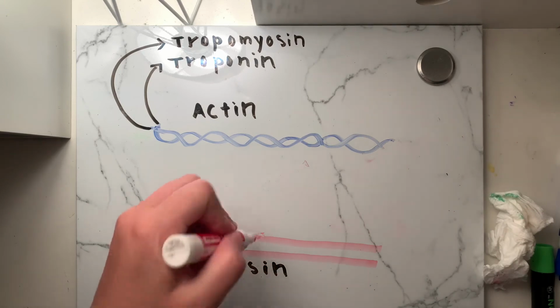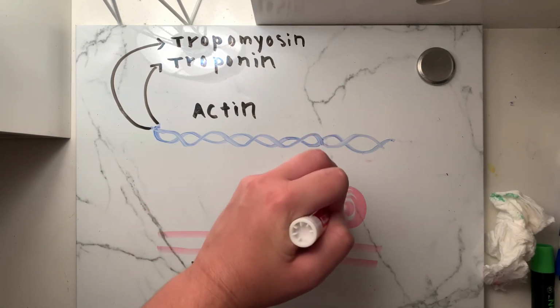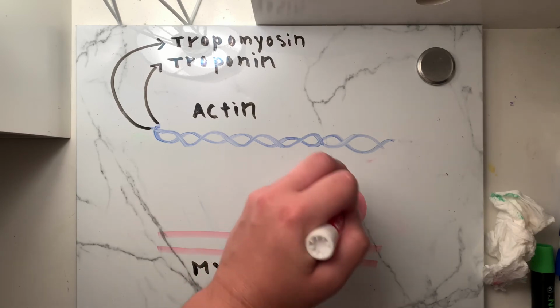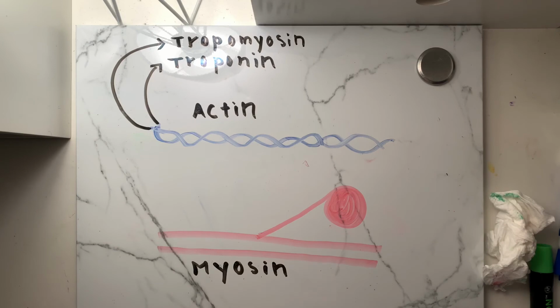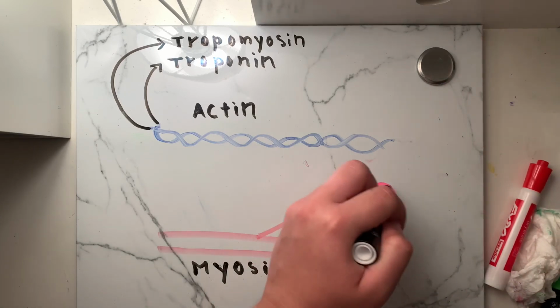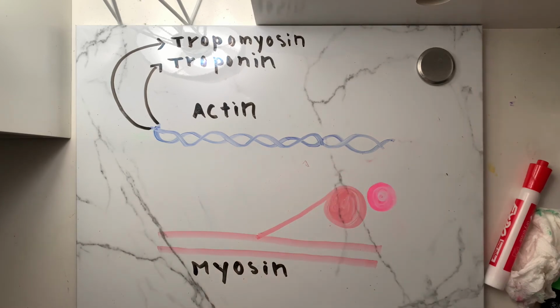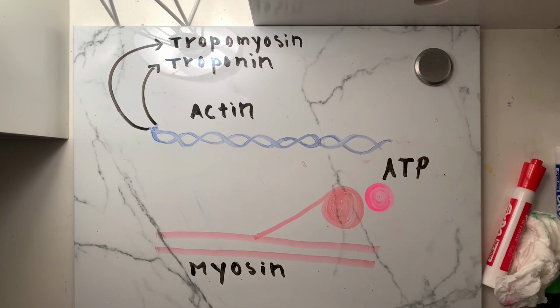The myosin head is then released from the actin, which covers up the binding site. And once the ATP molecule is in place on the myosin head and the calcium ions are present, then the cycle can continue. And here we are. As you can see, the ATP is now bound to the myosin, and then the whole process can start again.